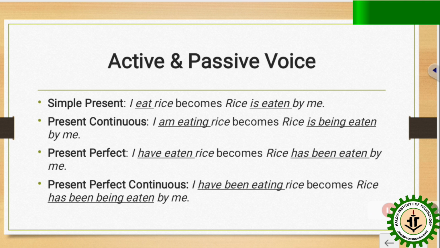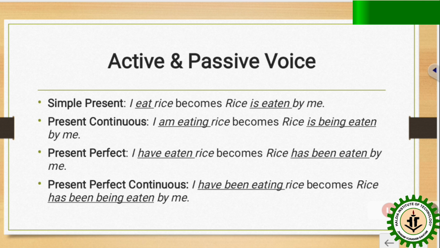Next comes the present perfect tense. So if the same sentence is written in present perfect tense, it becomes I have eaten rice. So let us convert it now into passive voice. Now while converting it into passive voice, again the object becomes the subject. So the subject in the passive voice is rice.